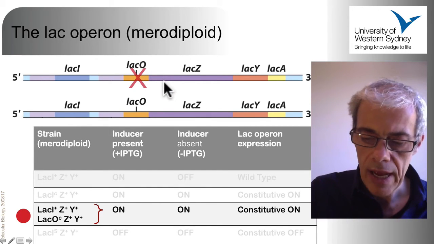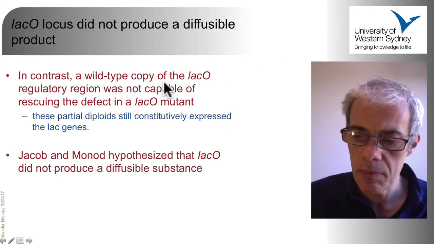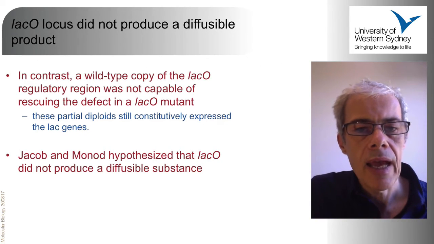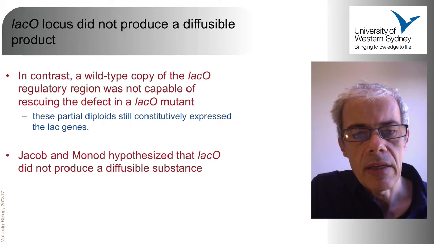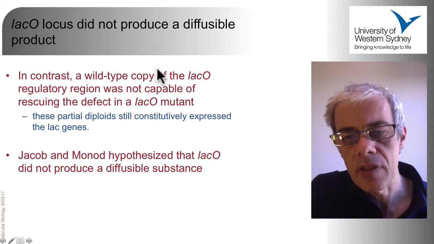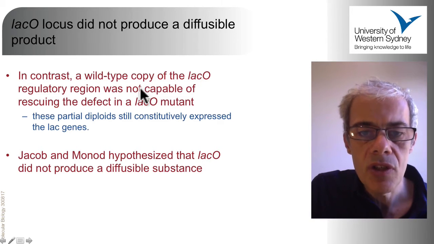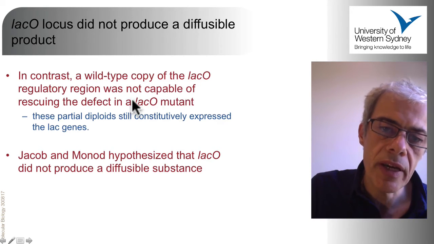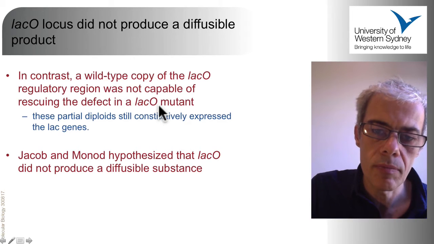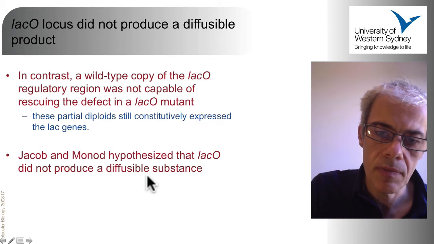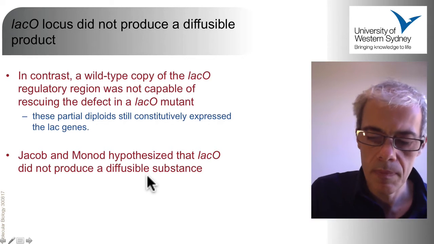Okay? And Jacob and Monod, they were constructing the model and they were trying to work out what was going on. And in contrast to the Lac-L mutant they'd looked at, the wild-type copy of the Lac-O was not capable of rescuing the defect in Lac-O. So the Lac-O did not code for a diffusible substance. Okay?